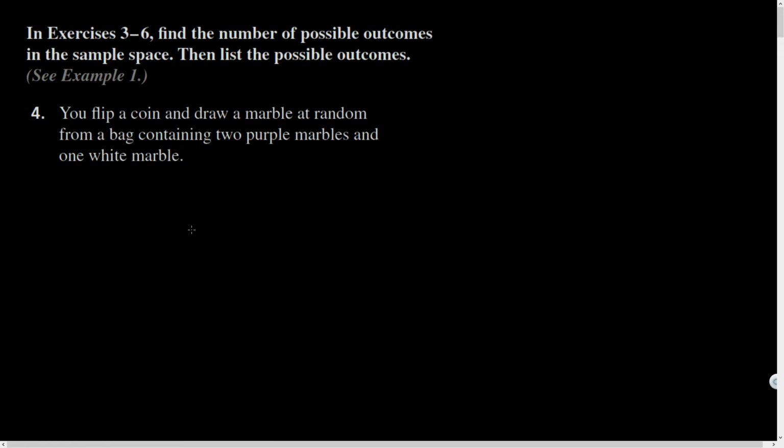Here it says you flip a coin and draw a marble at random from a bag containing 2 purple marbles and 1 white marble. So let's see, for flipping a coin, heads or tails are the possible outcomes. And usually your first branches you want to have spaced out so that way you can figure out the rest. And then draw a marble.